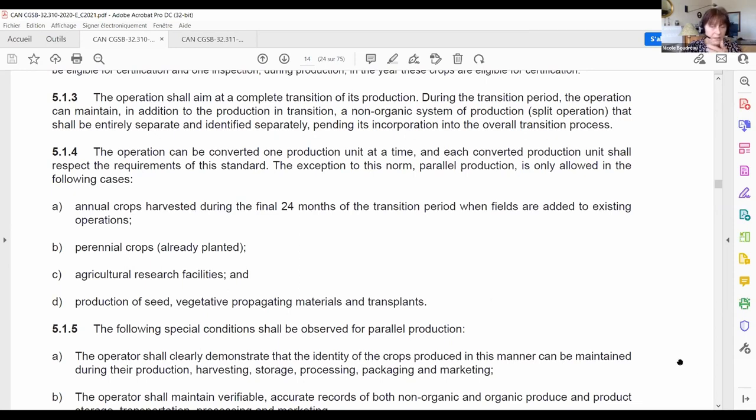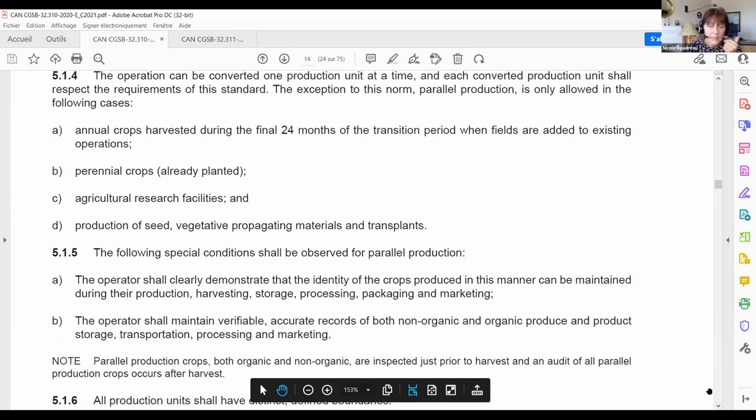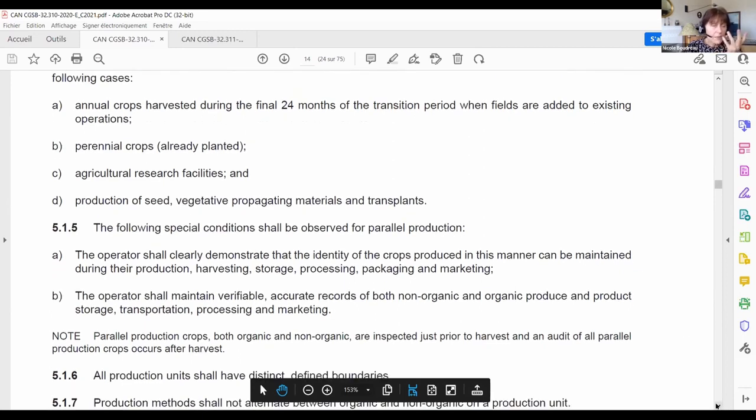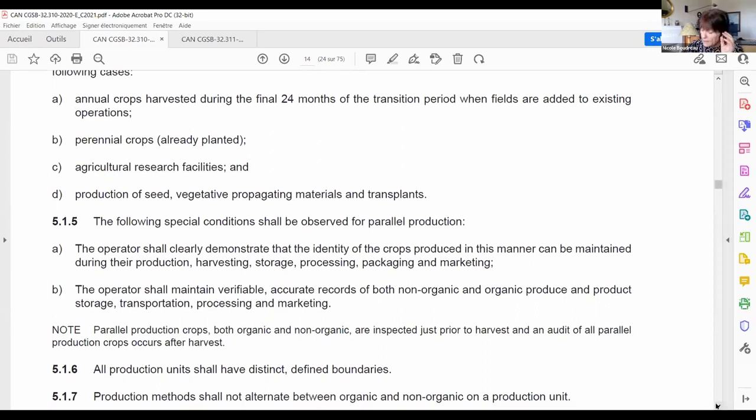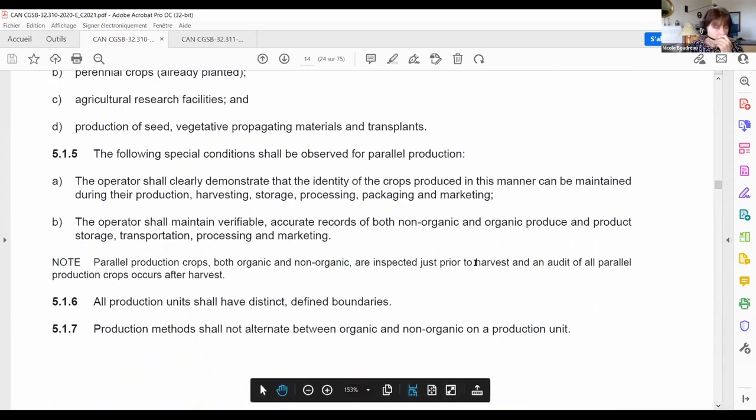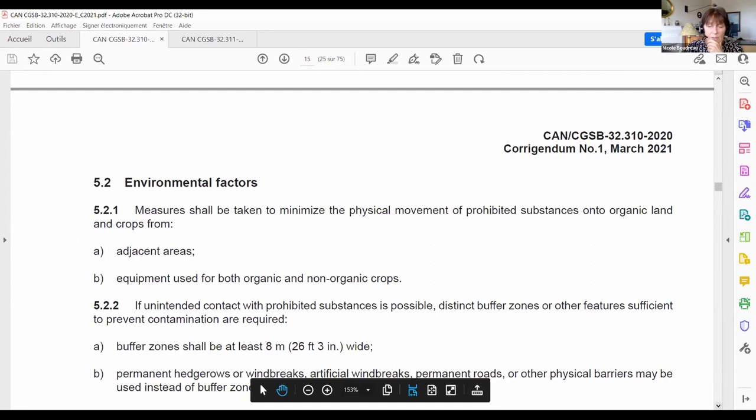There are a few exceptions to this parallel production, such as if you have been a certified operator for many years, then it can be for annual crop harvested during the final 24 months of the transition when fields are added to an existing operation. Also, if you have perennial crops already planted, or in agricultural research facilities, or in production of seed, vegetative propagating material and transplants. So parallel production is important. And yeah, so we will now switch to environmental factors.